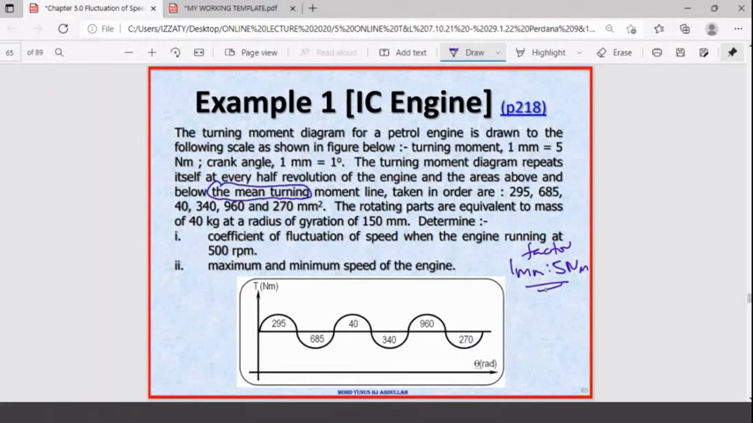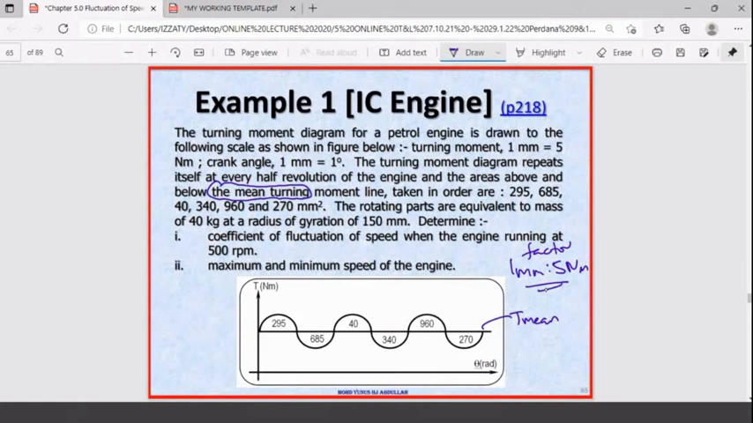T mean. Below the mean turning moment line, T mean, this one is T mean. 295 up to 70. They provide you as such. They've been calculated for you already, so it makes your life easier. You don't have to do anything. So 295 up to 70.